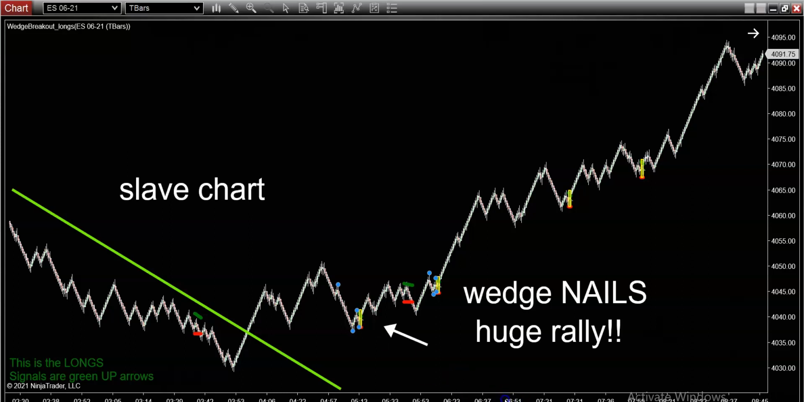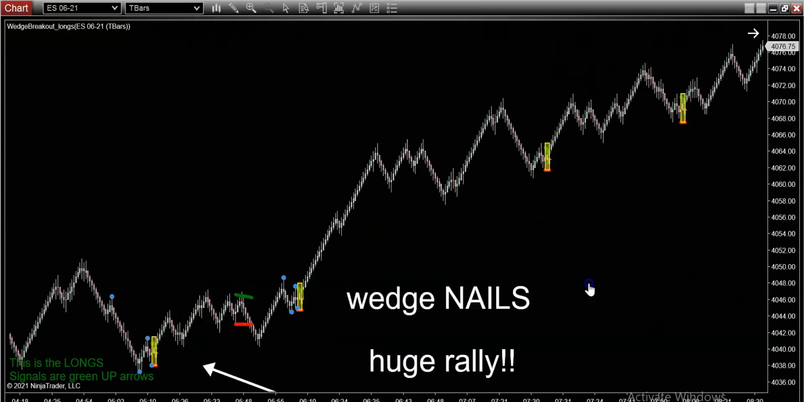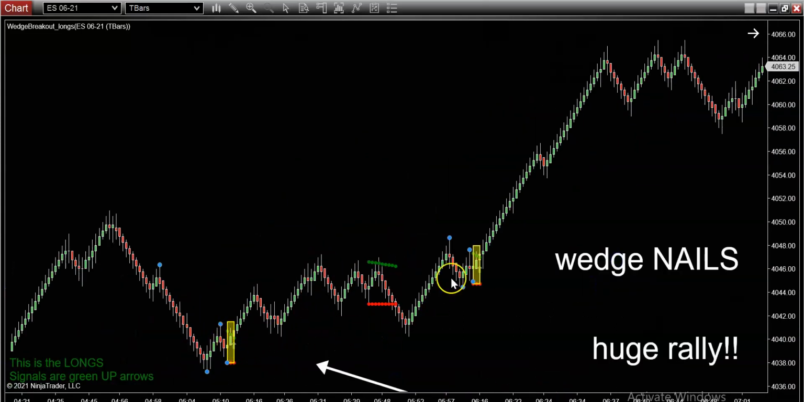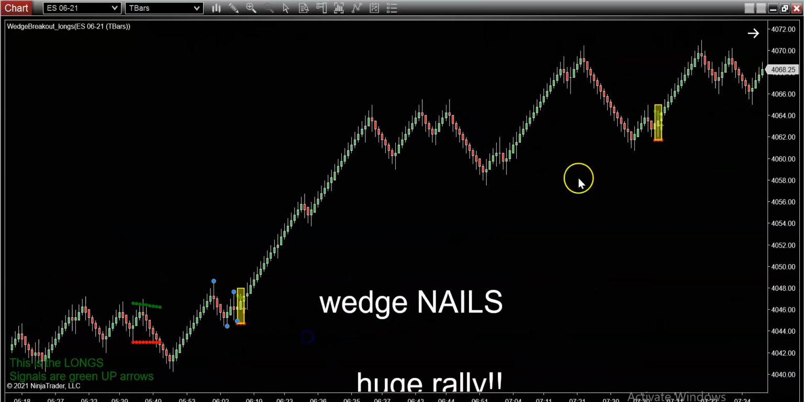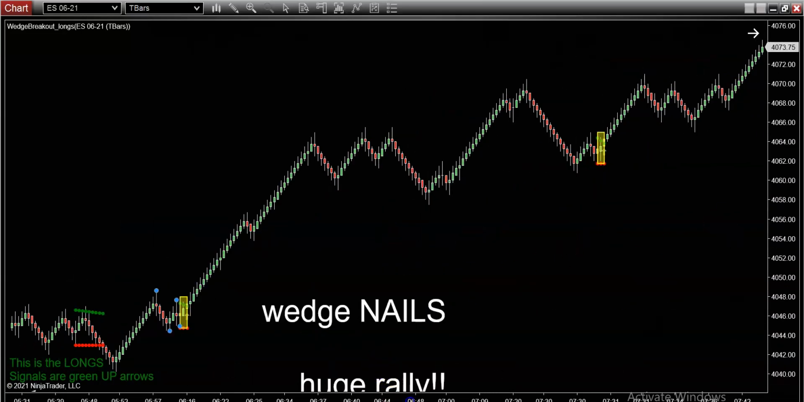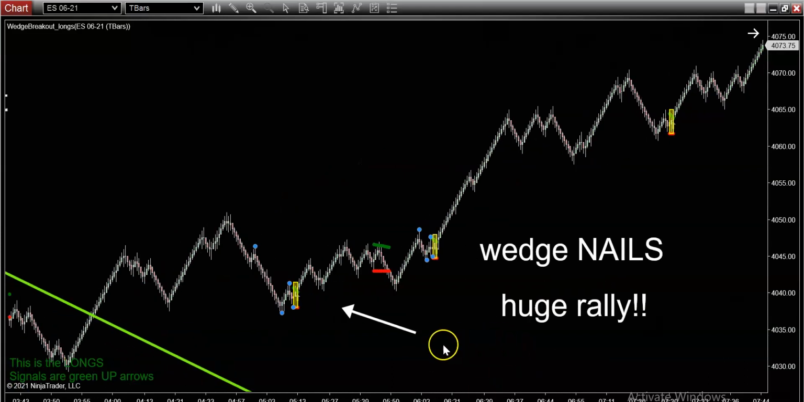All right, let me zoom back in here, okay? You can see there's actually quite a few wedges here. There's the first one that I highlighted. There's another one here. There's another one here. There's another one here. I mean, today was crazy, man. Every single wedge pattern seems like it worked.